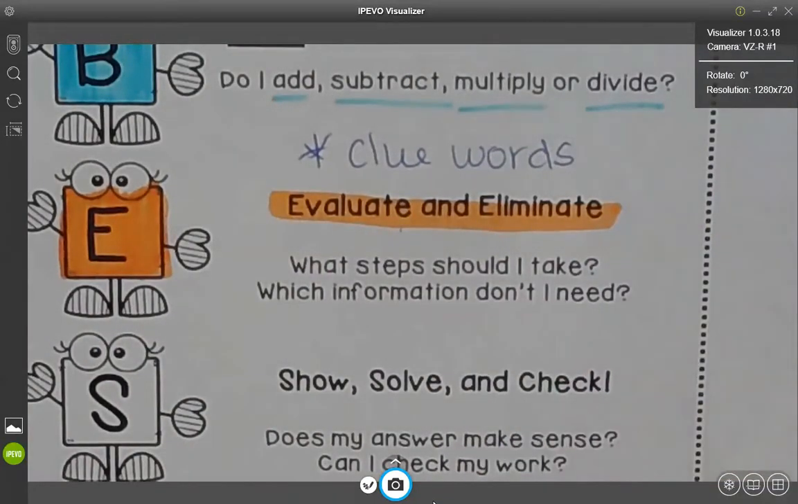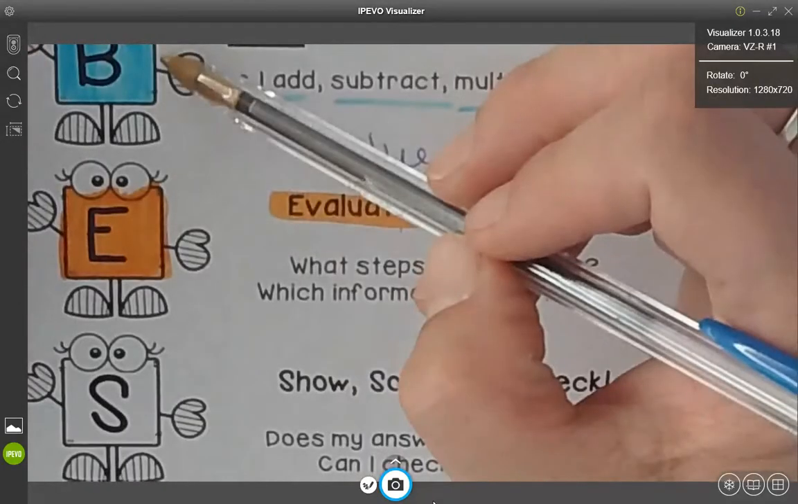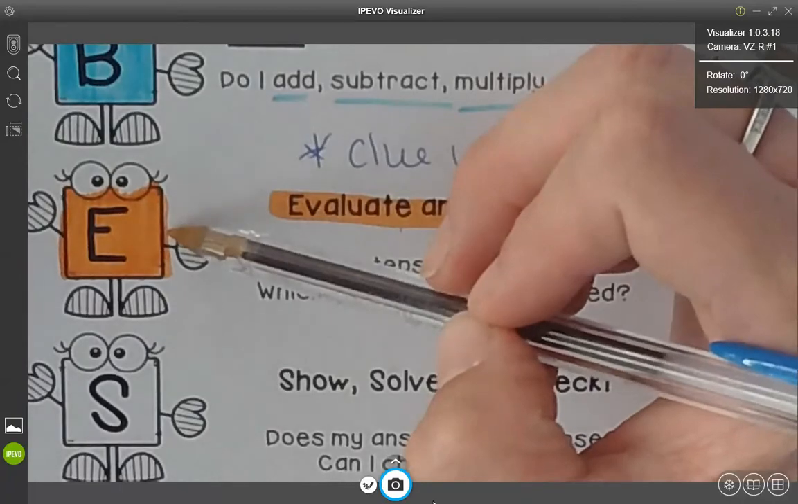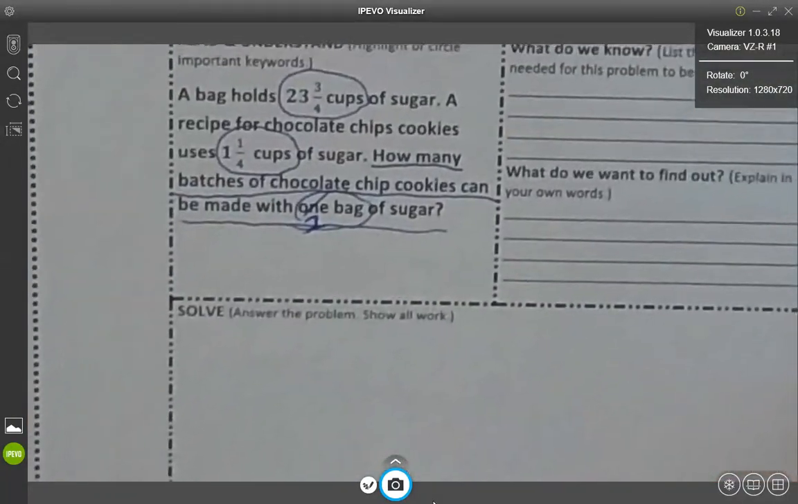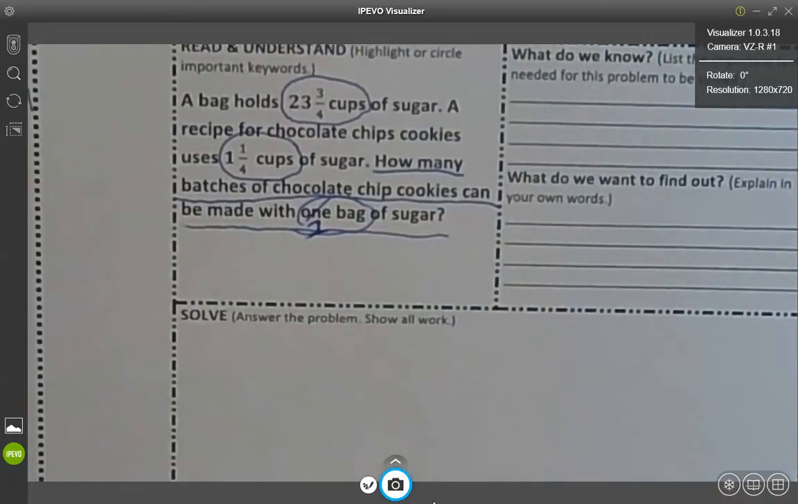But basically, you're looking at what steps should I take and which information do I not need. So again, if there's nothing to box, then you have to kind of think about it and think about the process. Now, if there's something to box, then that's easy to do. So looking at this, you have a bag that holds 23 and 3/4 cups of sugar, and a recipe for chocolate chip cookies uses 1 1/4 cups of sugar.